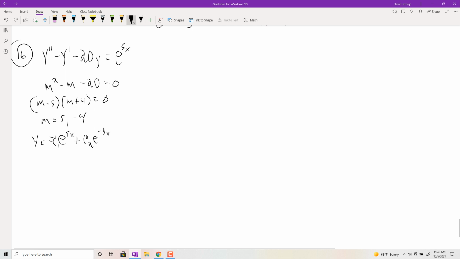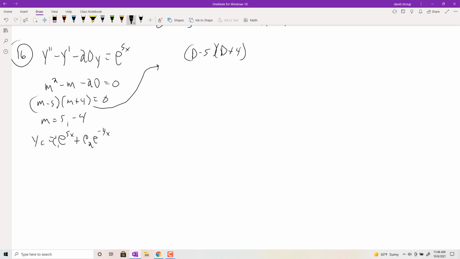Then go to your annihilator. So originally D squared, and I mean, you don't even have to write it like that, right? You could just use the factored form from here. So it's going to be D minus 5 times D plus 4 times y. To annihilate e to the 5x, you need D minus 5. Okay, so equals 0. So I have D minus 5.